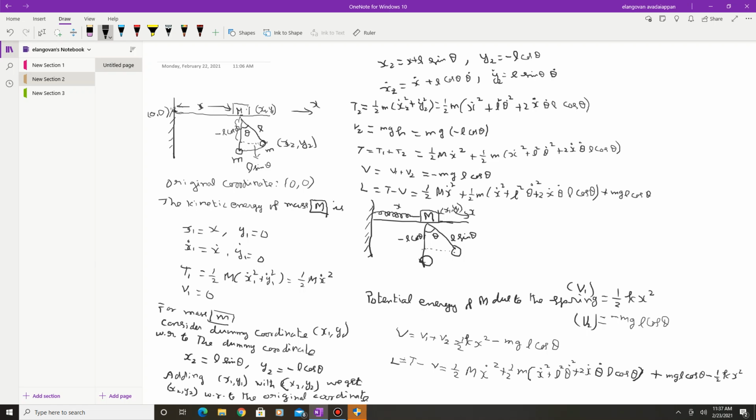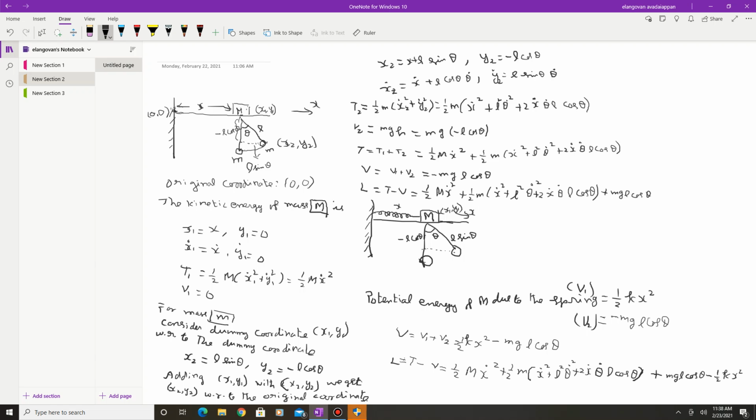So with respect to the mass capital M, x2 is equal to L sin theta, and y2 is equal to minus L cos theta, by assuming x1, y1 as the dummy coordinate. The origin may be the origin for this particular problem. You may consider x1 is 0 and y1 is 0. Now adding this x1, y1 with x2, y2, we get x2, y2 with respect to the original coordinate. The original coordinate 0, 0 is actually your real origin.